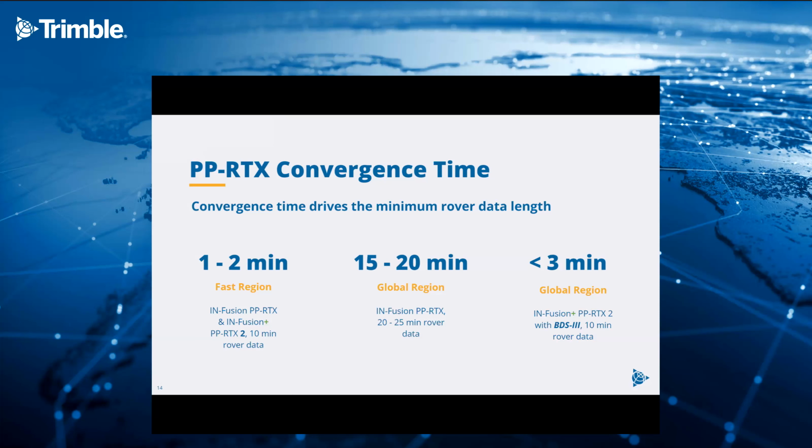However, if you are in a global region and you use our new processing mode, Ion Fusion plus PP-RTX2, with the Baidu 3 satellite generation, the convergence time is improved and goes below 3 minutes. And that means your minimum rover data length is also 10 minutes, like in the fast region. So Ion Fusion plus PP-RTX2 thus allows higher accuracy GNSS inertial processing for short uncrewed flights worldwide without using a dedicated base station.